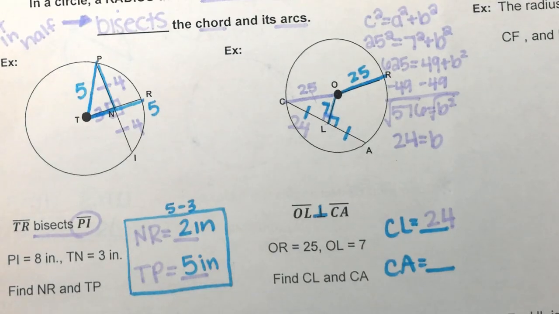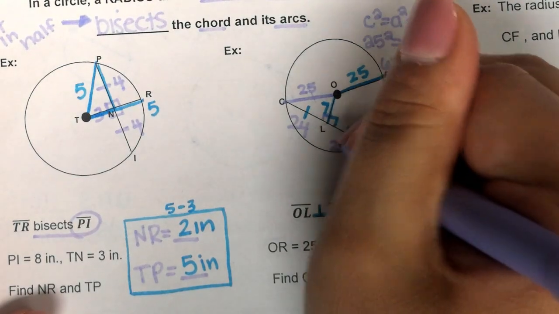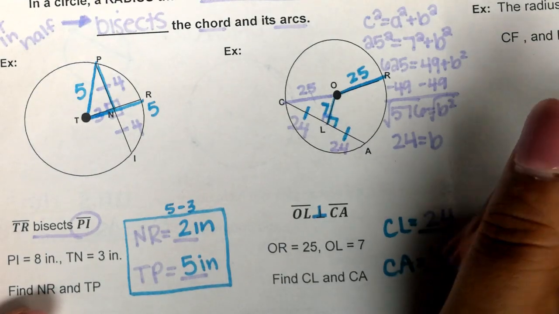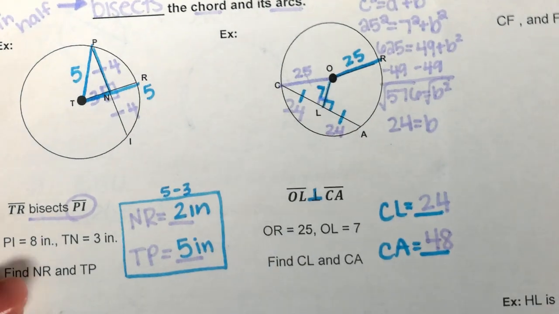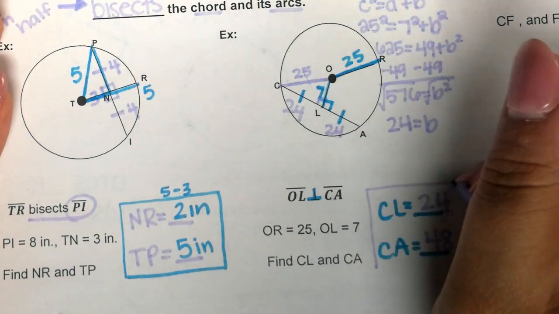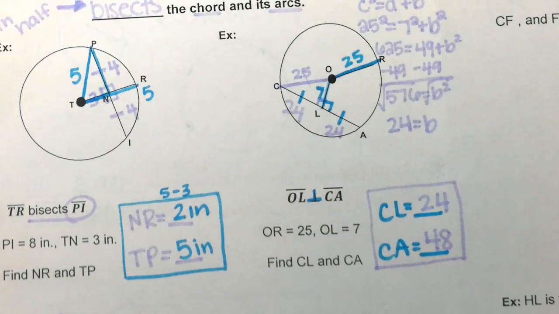What is CA? 48. Do you agree these are both going to be the same thing? So 24 plus 24 is 48. And that is my answer. And it didn't give us units, so I can just leave it like that.